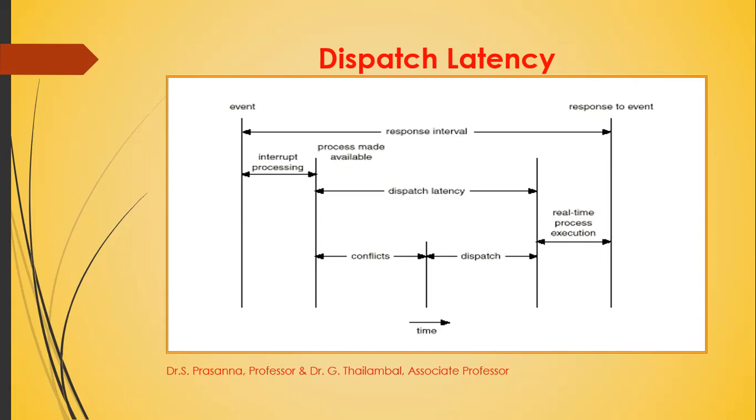So there may be a conflict which makes the dispatch latency. That means there was waiting time. If any conflict happens, the process stops. The CPU stops the processor execution. After the conflicts get cleared, again the processor waits until it reaches the real-time process execution. So therefore, the conflicts, the clearing of the conflicts, and dispatching the process to the real-time process execution, which then responds to the event, that time is called the dispatch latency time.